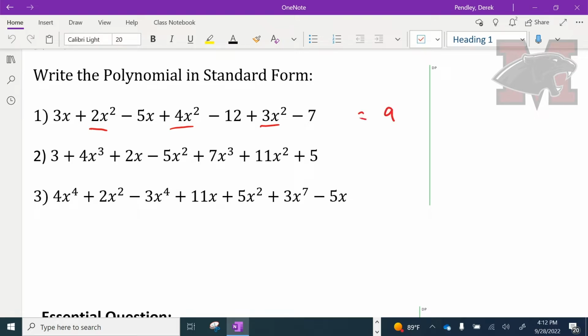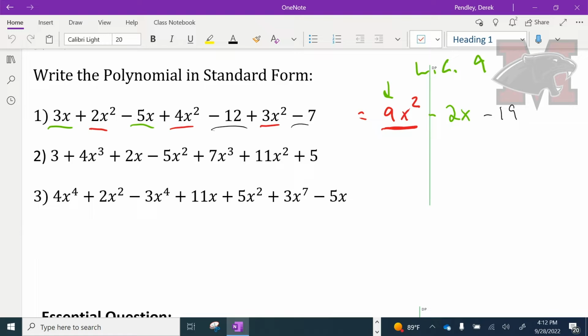Then I have my x values here. So I have 3 minus 5x, so I have a negative 2x. And then I have my constants. So negative 12, negative 7 gives me negative 19, written in standard form. Now remember, the leading coefficient, we only care about the highest degree term here, and that is x squared. So if you just look at the x squared, the leading coefficient in front of that is the 9 here. So the leading coefficient is 9.